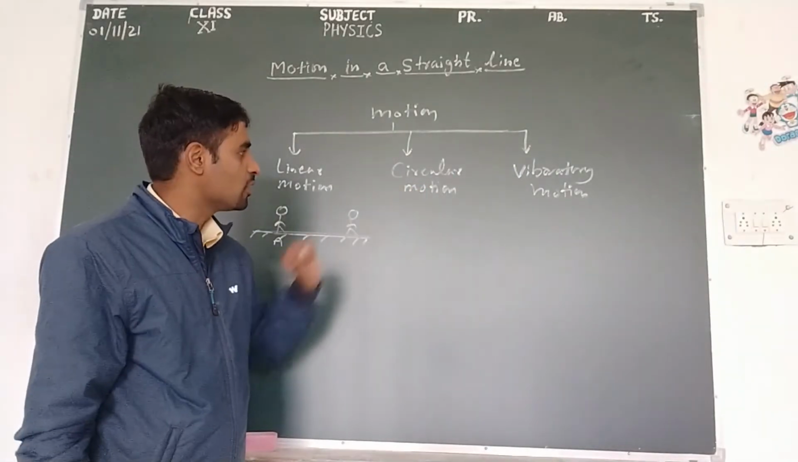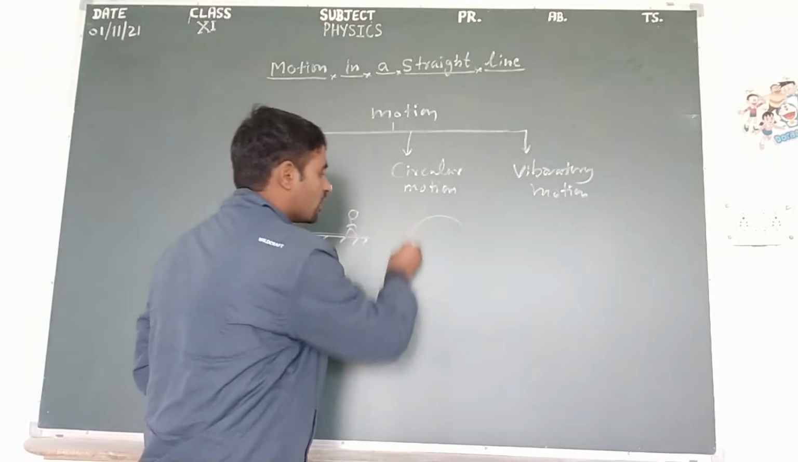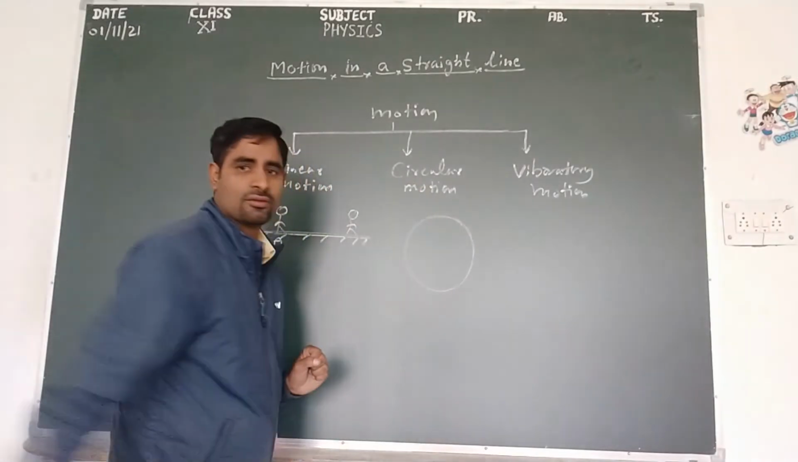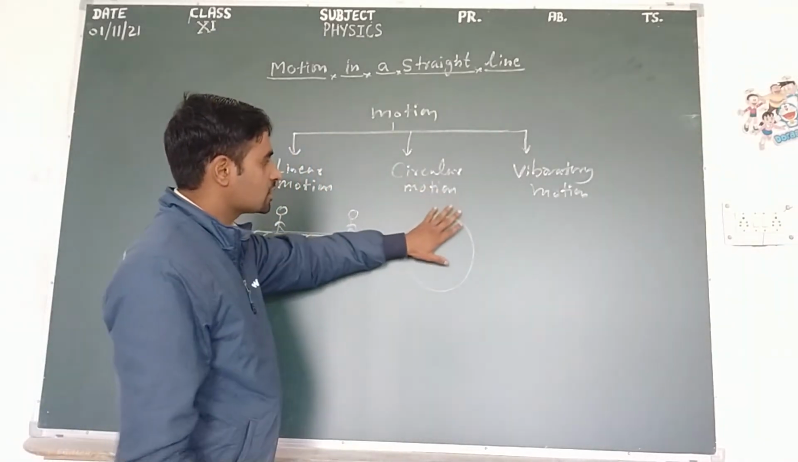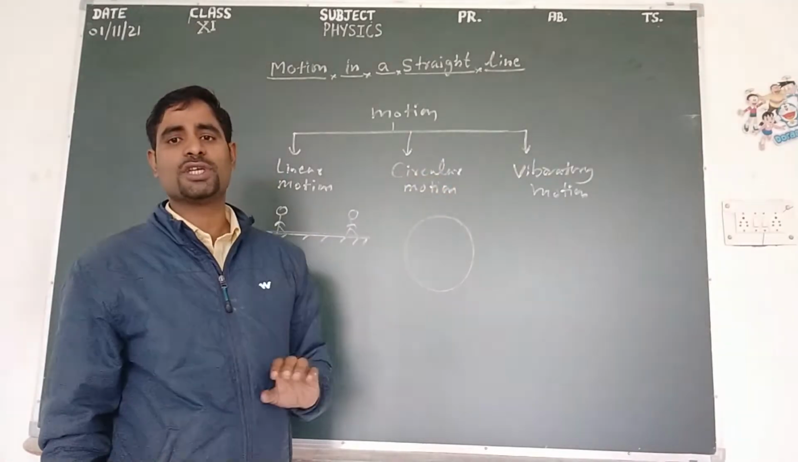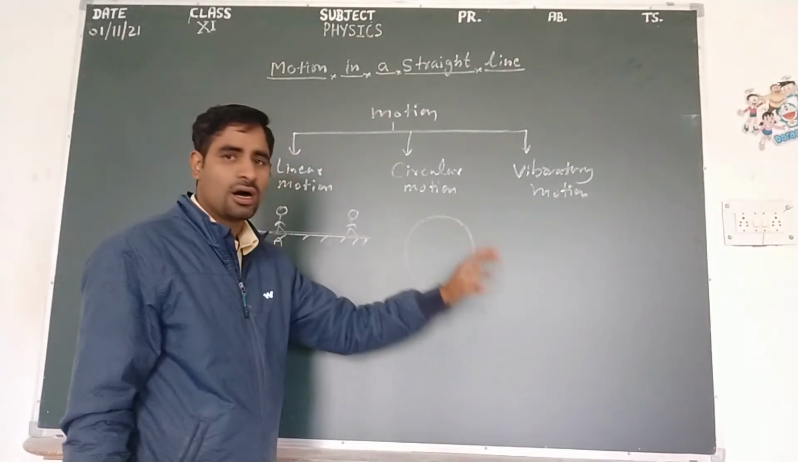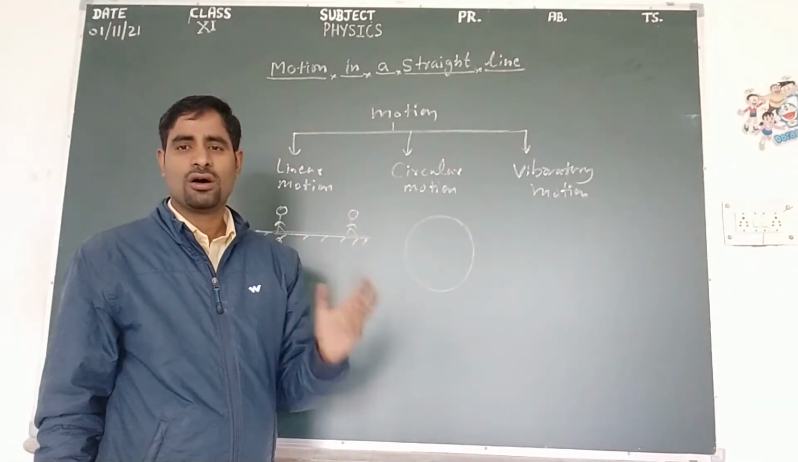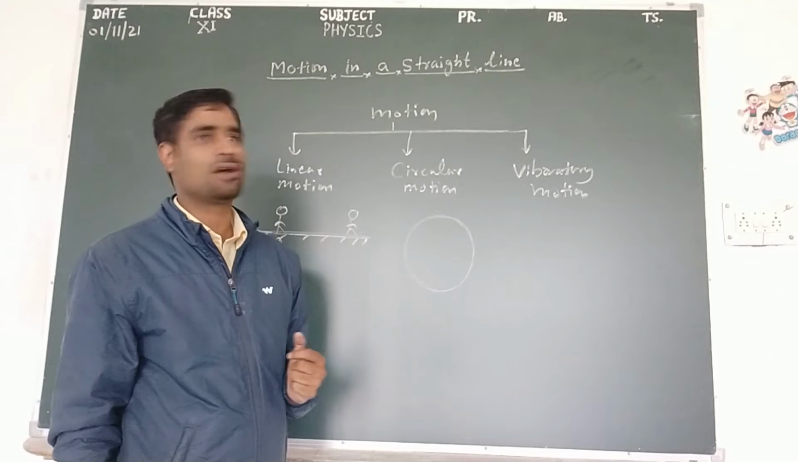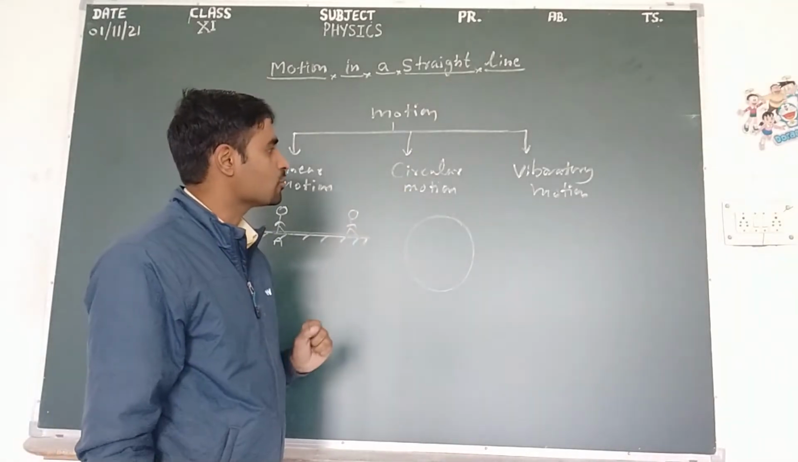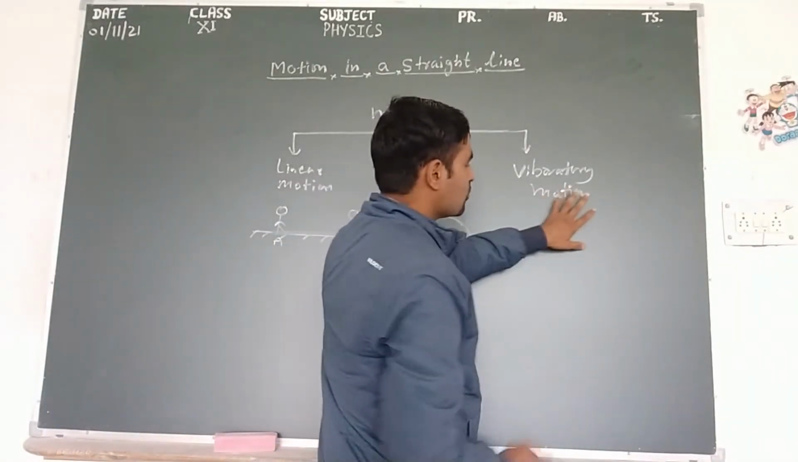In circular motion, when an object moves along a circular path, then the motion of the object is known as circular motion. For example, the Earth revolves around the sun, or all planets revolve around the sun. So this is circular motion. And last is vibratory motion.